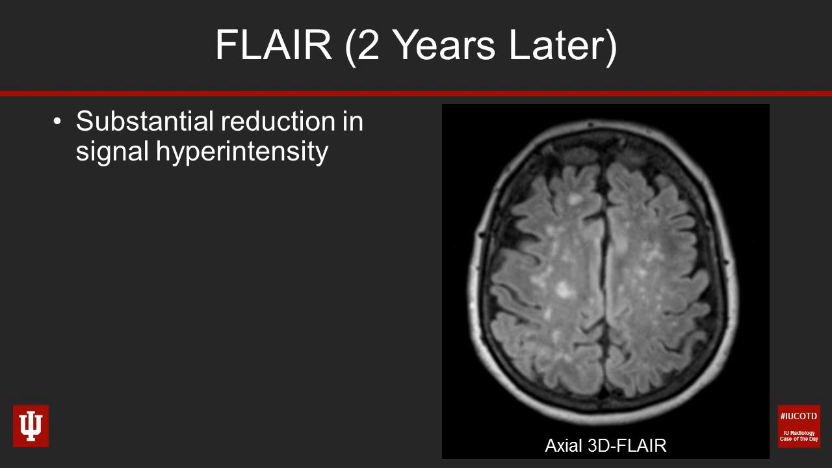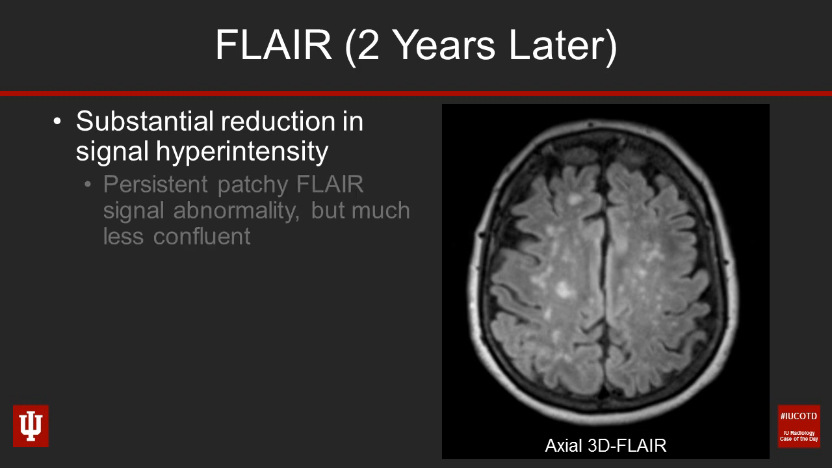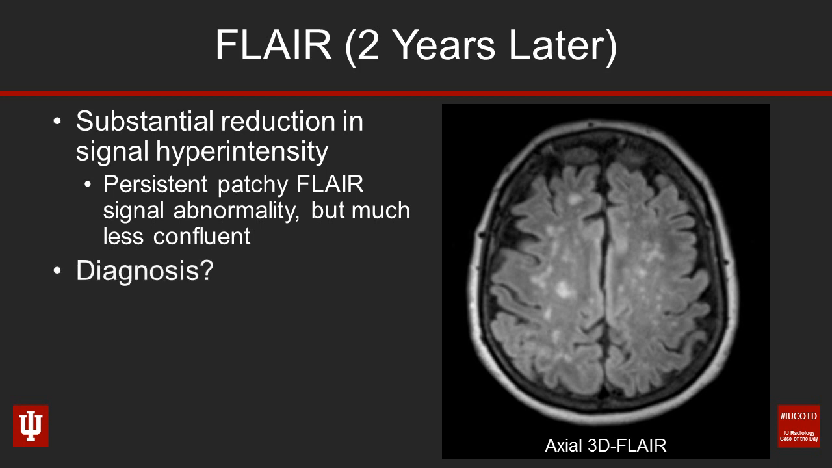So here's where it gets interesting. 2 years later, we have the axial flare, and you can see there's really been a substantial reduction in that signal hyperintensity. Sure, we have some persistent patchy flare signal within the corona radiata, but it's much less confluent. That edema has really dried up. So, put that all together. What's your diagnosis? And what do you think's been the interval treatment?